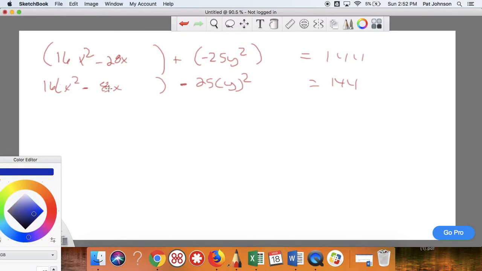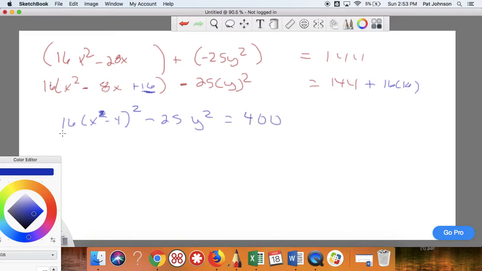So 8 divided by 2 is 4. 4 squared is 16. So really I've added what? Plus 16 times 16, because I factored out a 16 times whatever this value is, and that's what I add to the right side. I didn't do anything here. So then I have 16 times x minus 4 squared minus 25 times y squared equals 400.